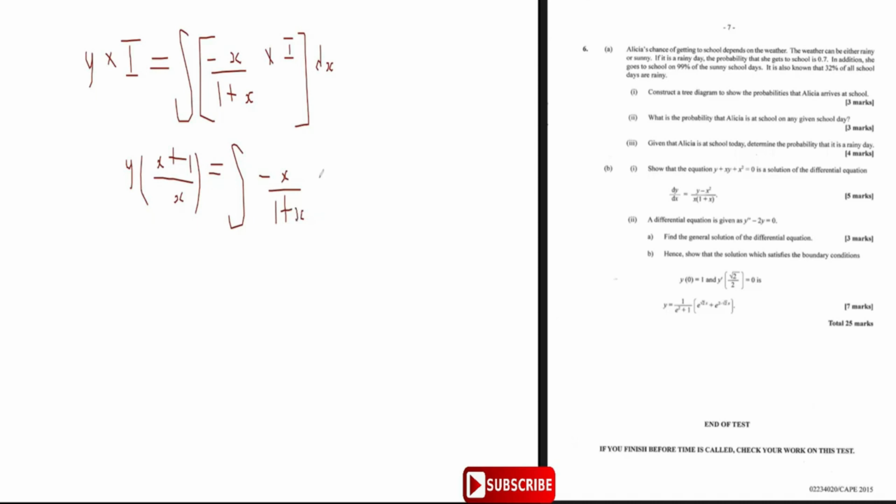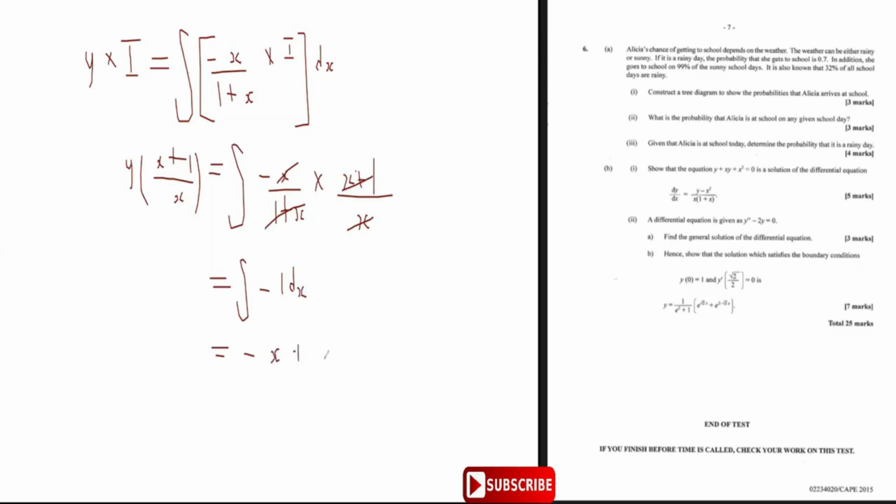So it's minus x over 1 plus x multiplied by the integrating factor, which is x plus 1 over x. As you can see, this x cancels this x. This 1 plus x cancels this x plus 1. And so we're just left with integrating minus 1 dx. And the integral of minus 1 is minus x.